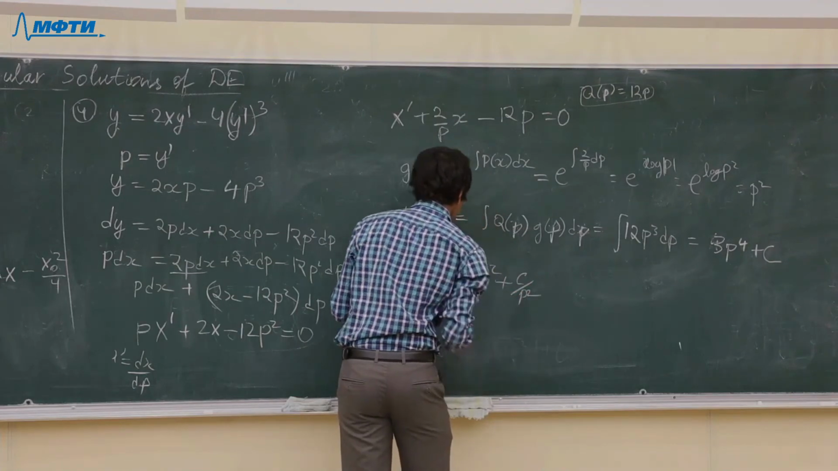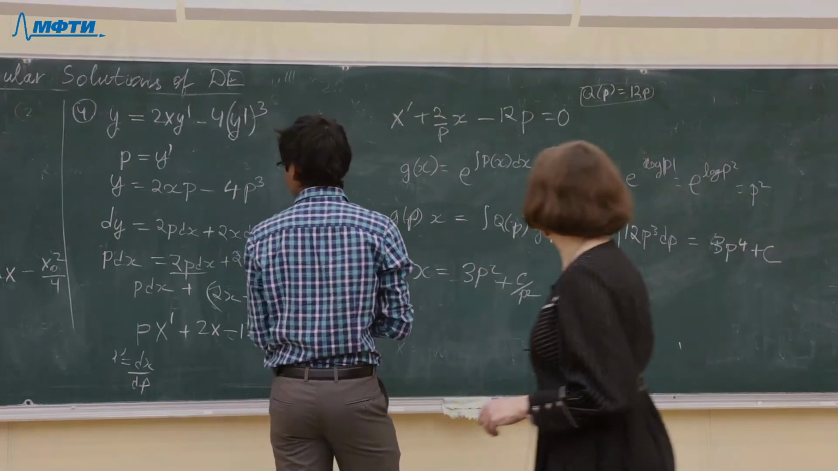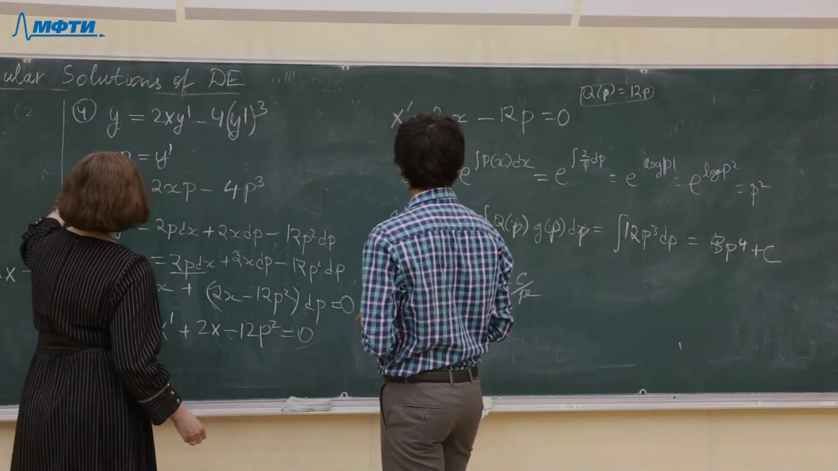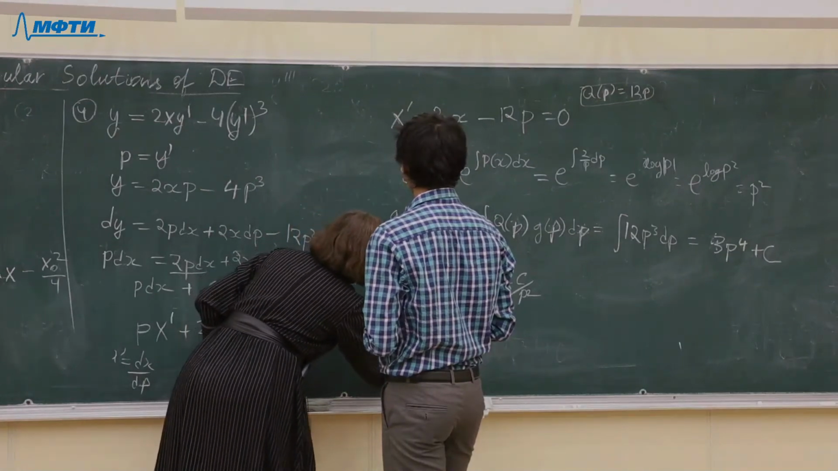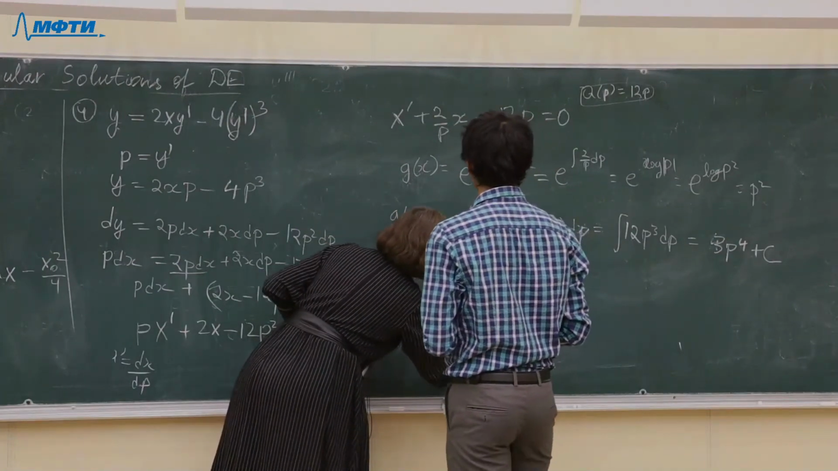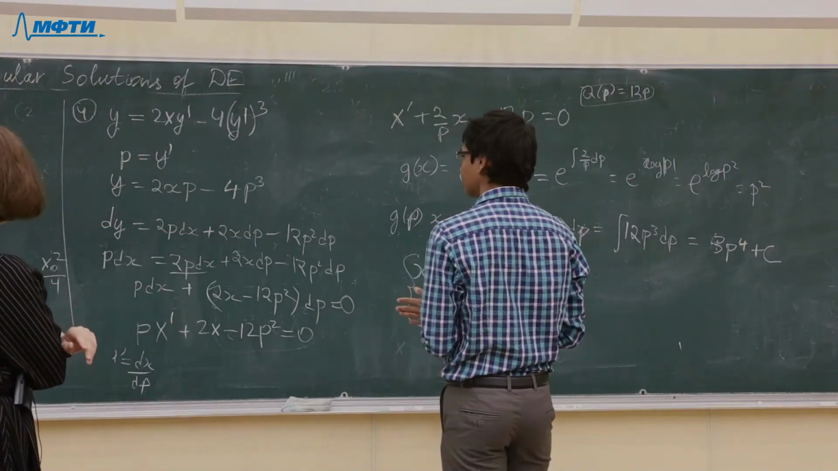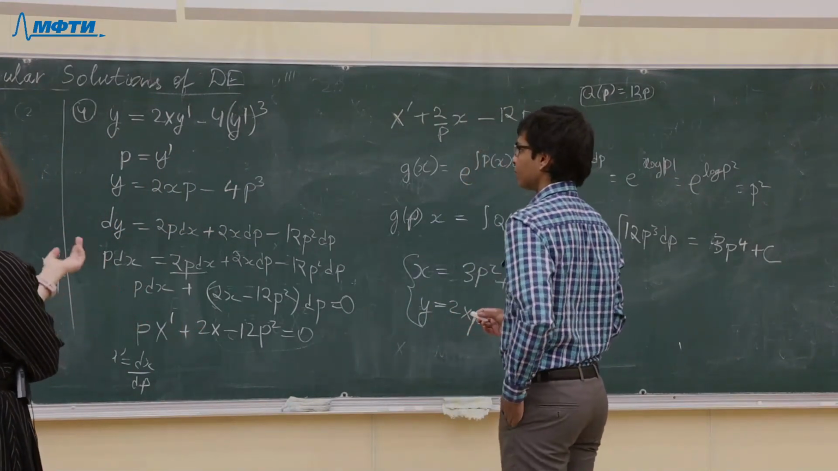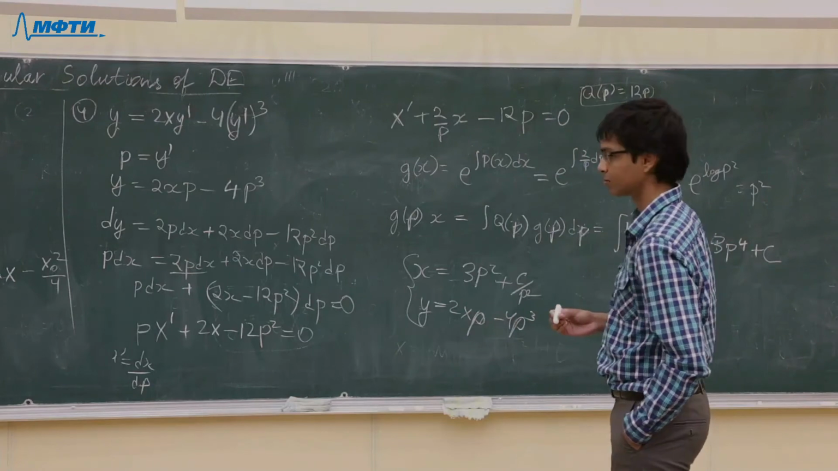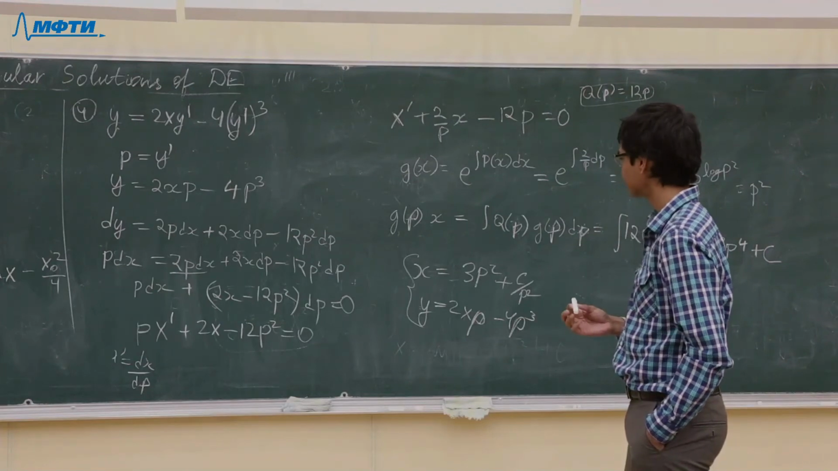p squared, right? And after this, so we know this, right? It's so y. This is a solution: 2xp minus 4p cubed. Okay. And now we need to obtain the singular solution. How to find the singular solution? Just a moment, I will check the answer.